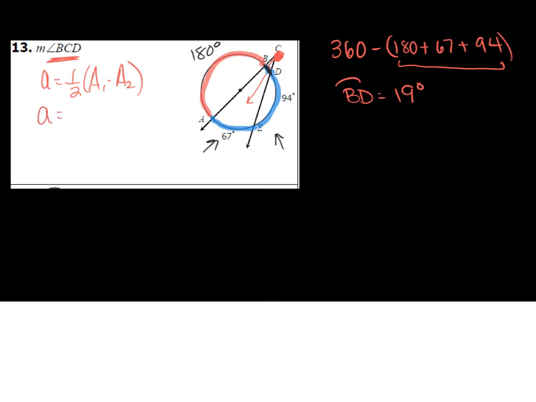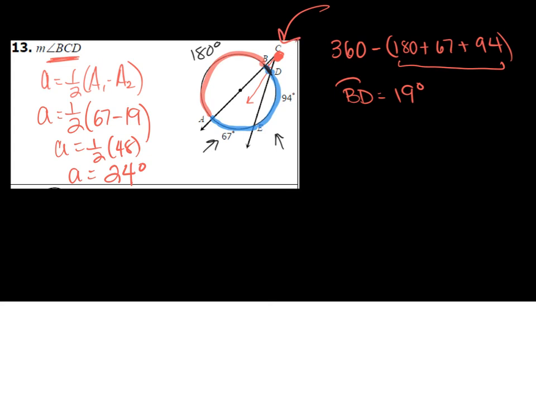So I'm ready to finish my formula. Angle is equal to 1/2 the big arc, which is 67, minus the small arc, which is 19. So the angle is equal to half of 48. So the angle is actually equal to 24 degrees. So this angle out here is 24 degrees.